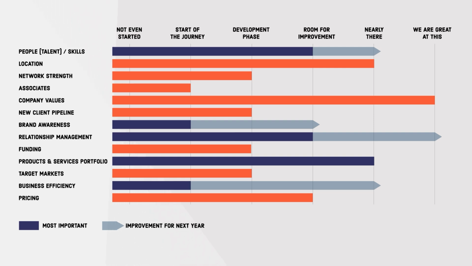And then the little arrow at the end is where you want to take it in the next year. Be reasonable with yourself, give yourself achievable targets, and decide where you want to be this time next year.